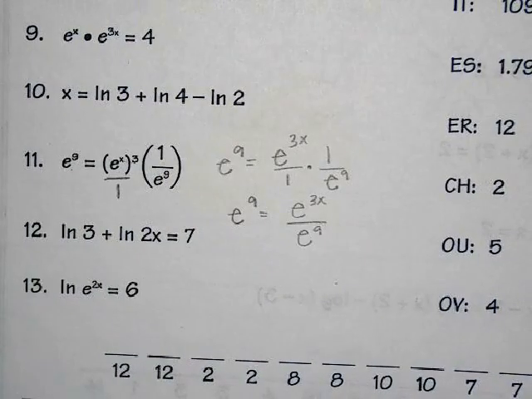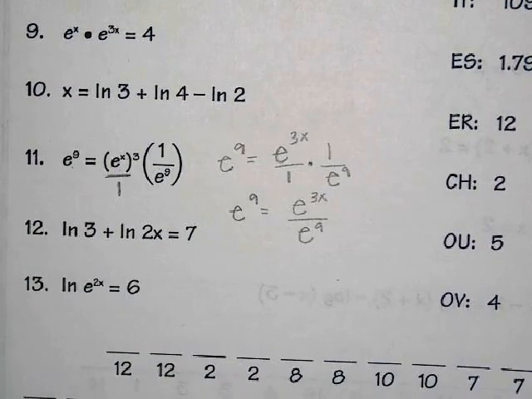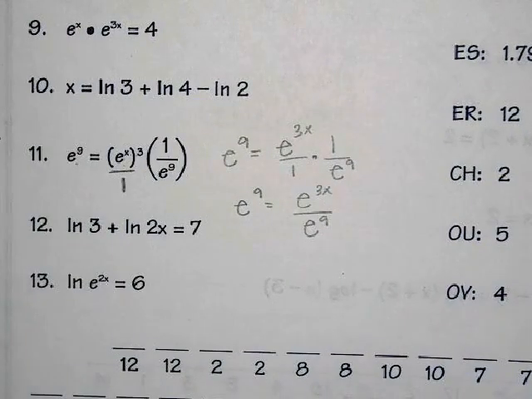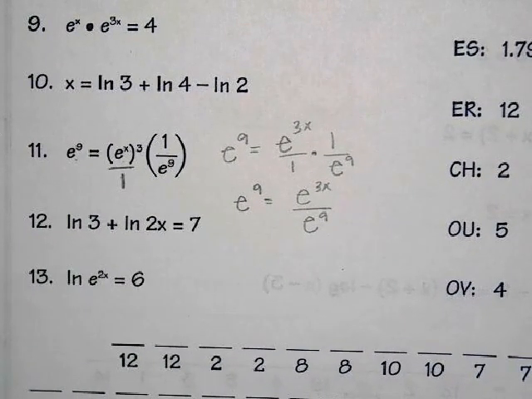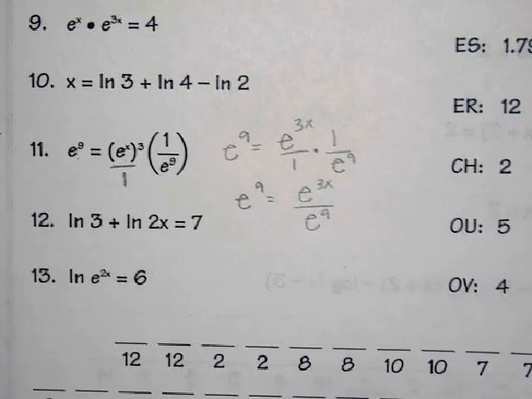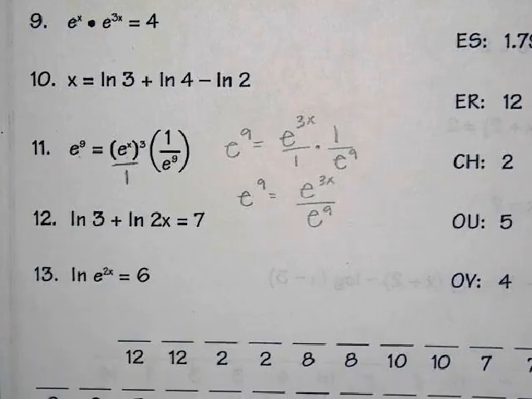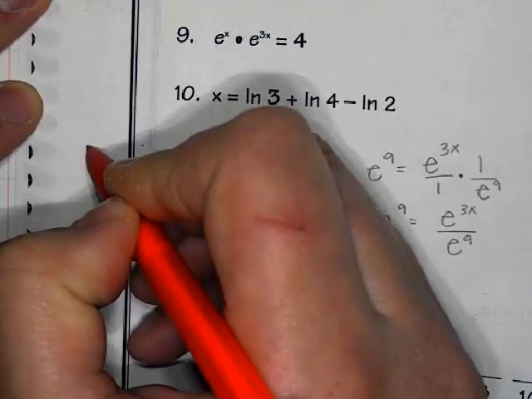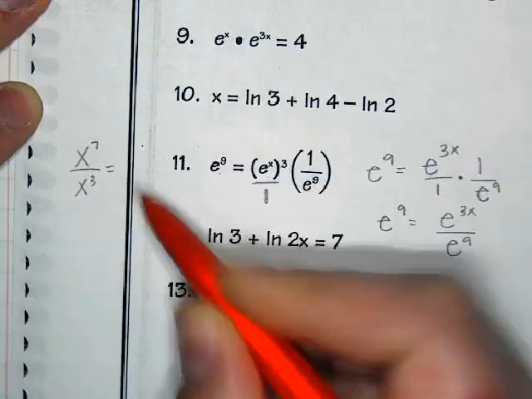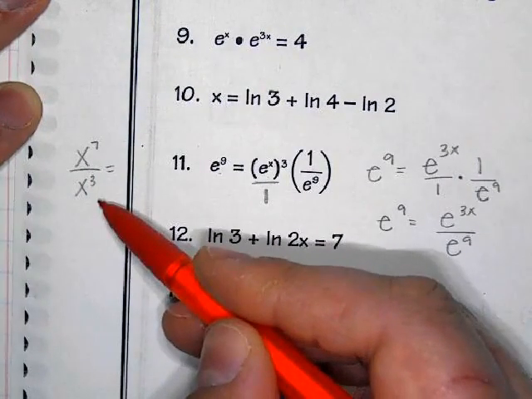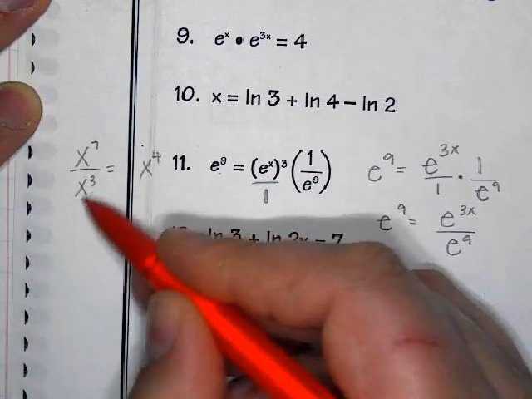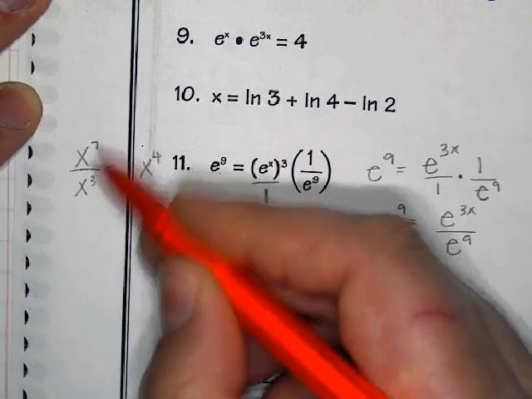Okay, now we're doing division next, e to the 3x over e to the 9. What's the rule with division? You subtract your exponents. It's easier if it's something like x to the 7 over x to the 3. If this was the case, what would you say your answer was? x to the 4th. That's really easy for a lot of people. You just go, there's 3 x's on the bottom that cancel with 3 x's on the top. You've got 4 left over. That makes a little bit more sense.